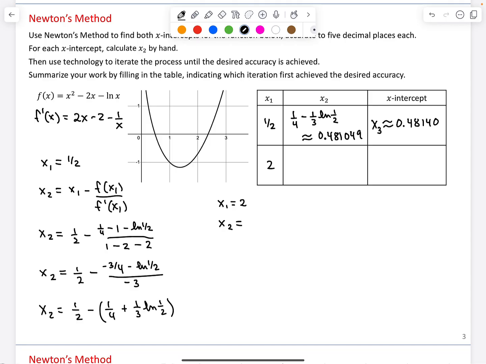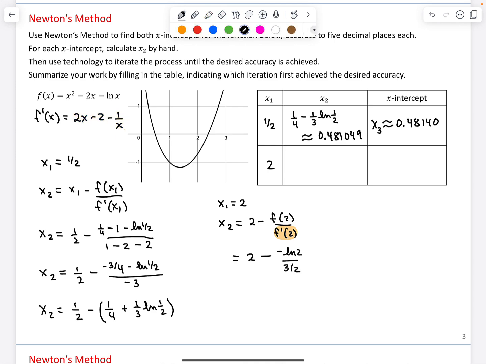So our x sub 2, which we'll calculate by hand, will be 2 minus f of 2 over f prime of 2. So we get 2 minus, now we calculate f of 2, so plug 2 into the f function. That'll give us 4 minus 4, which is 0, minus natural log of 2. So just a simple negative natural log of 2. And now plug 2 into the derivative. Right here, we'll get 4 minus 2 is 2, and then minus a half, and that's 3 halves.